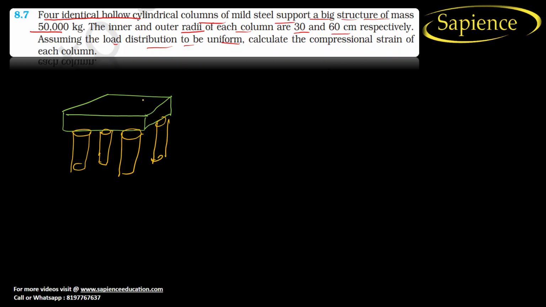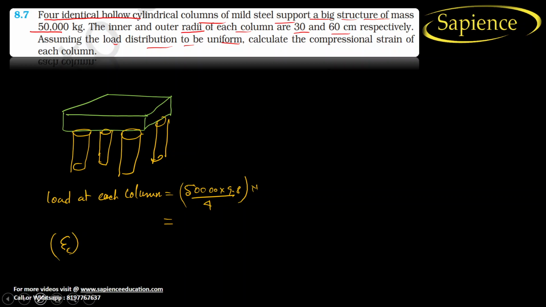Now for each column the load is uniformly distributed, so what will be the load at each column? It will be 50,000 into 9.8 divided by 4. So we will get this load at each column, this amount of Newton. We need to find the compressional strain, so the strain at each column, E, we have to find.